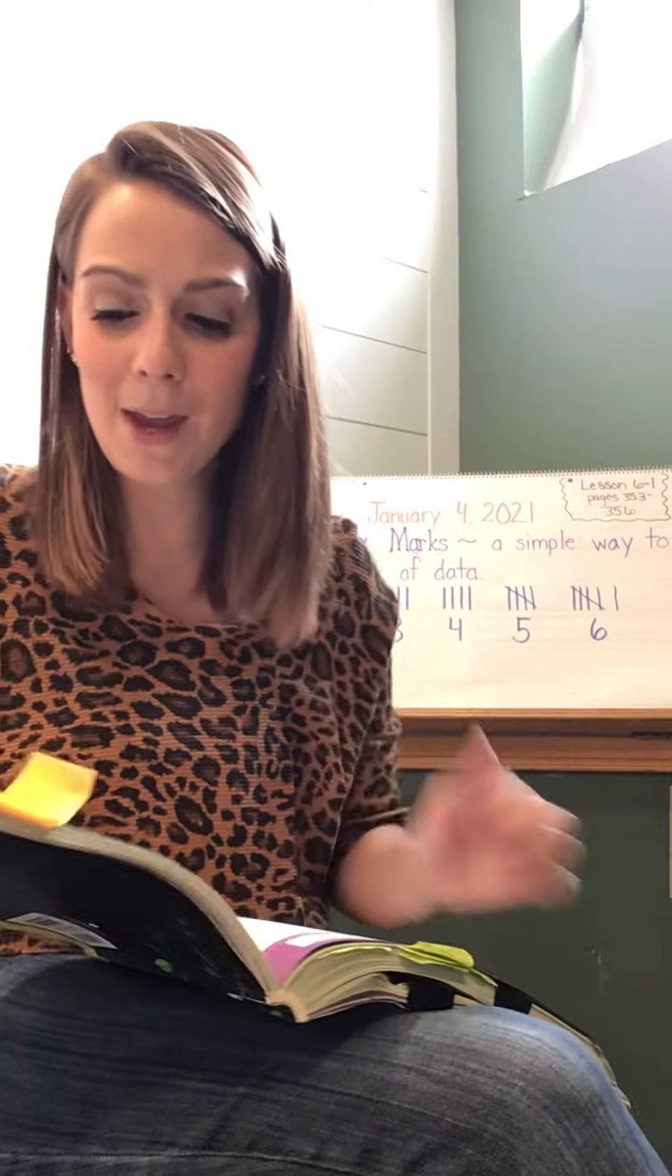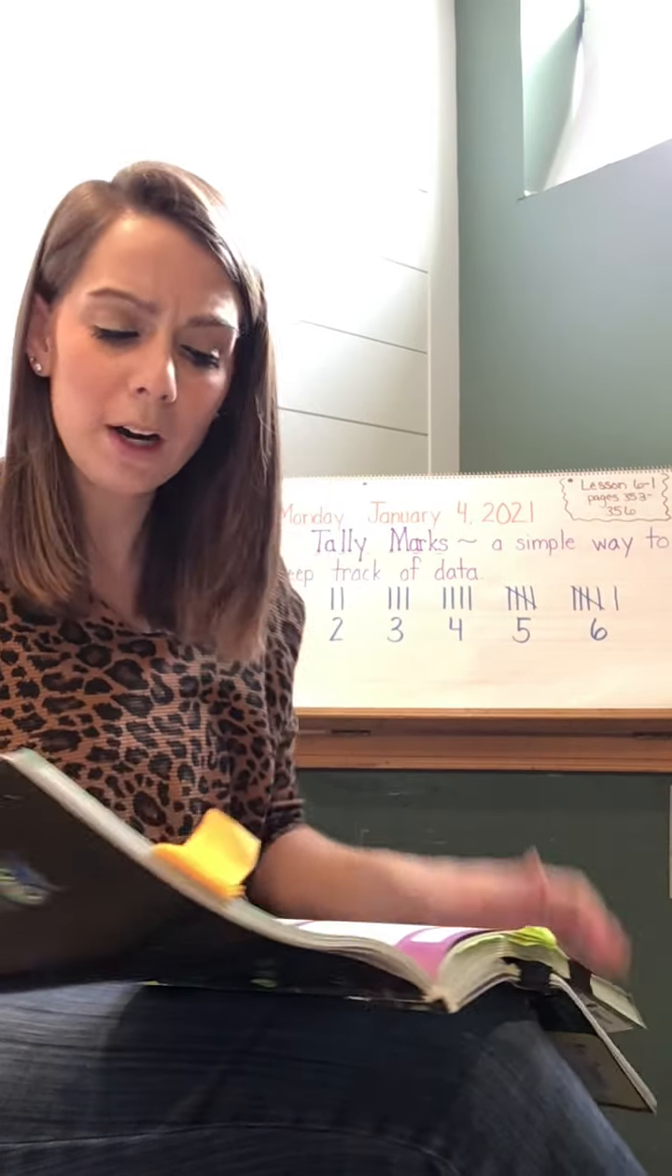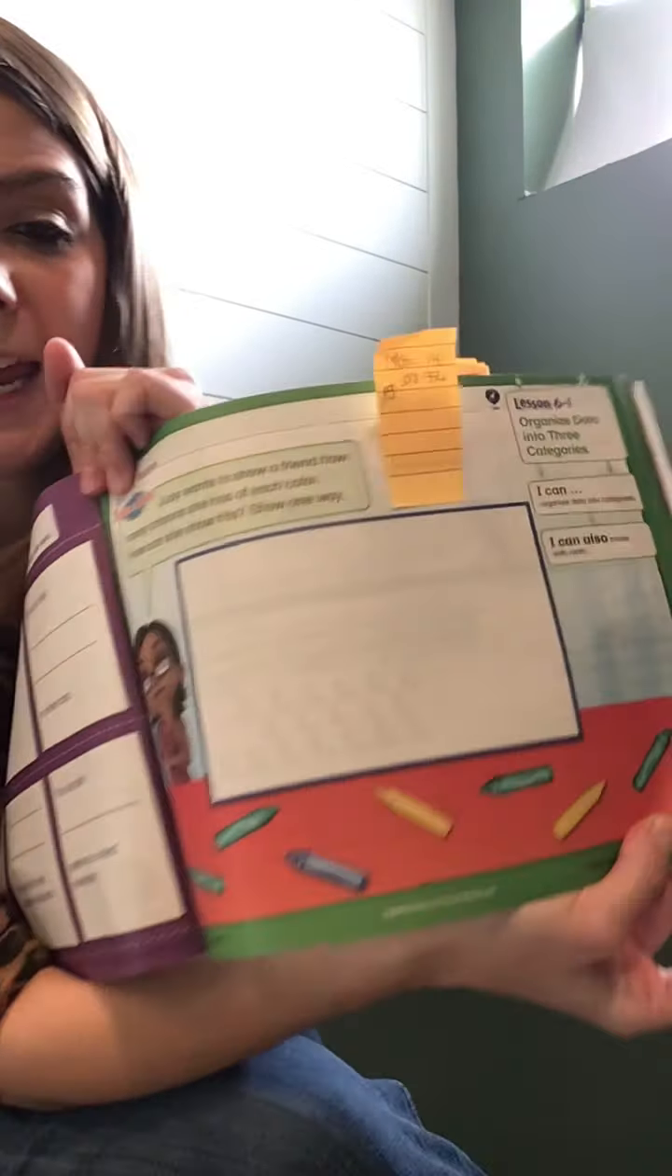So once you get to page 353, let's look at our I can statement, okay? Ready? Mirrors on. I can organize data into categories. Mirrors off.